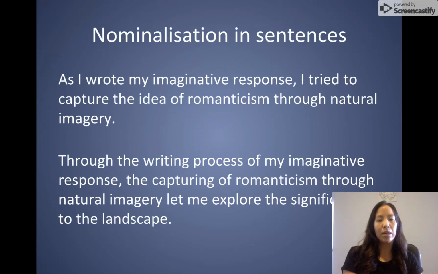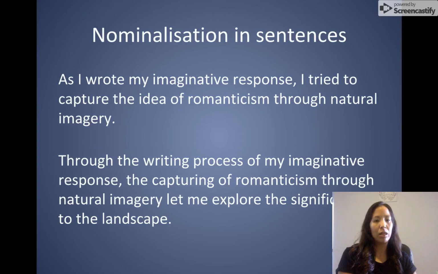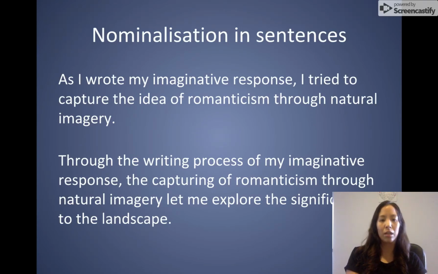As I wrote my imaginative response, I tried to capture the idea of romanticism through natural imagery. Okay, and then I changed that to, through the writing process of my imaginative response, the capturing of romanticism through natural imagery let me explore the significance of the landscape. Okay, so with that, notice I've changed wrote to writing process, because that makes it a noun. And within that, then, you're actually saying more things about it, so the significance of the landscape.